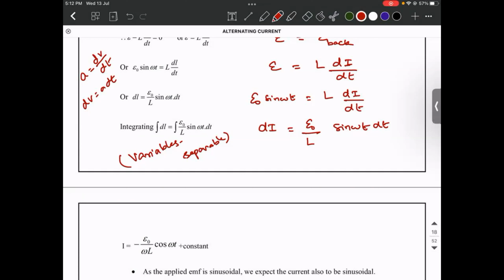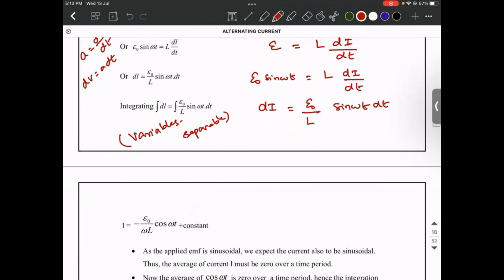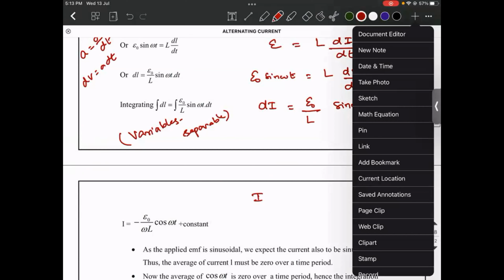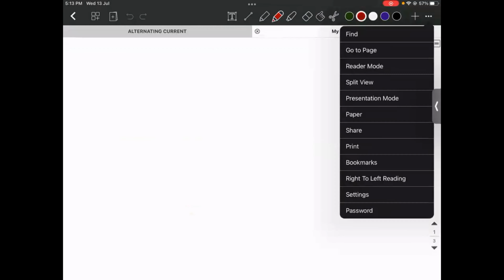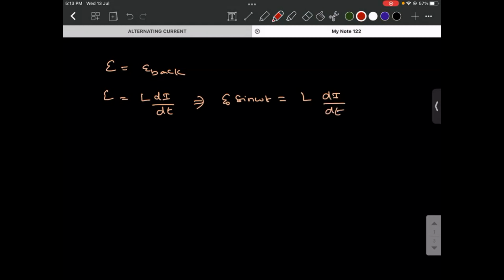dI is equal to E naught by L into sine omega t dt. So when I integrate on both the sides, I'll write down all the steps again. See, verify this is what you have written. First you would have written E is equal to E back, which is the back EMF. E is equal to L into di divided by dt, which implies E naught sine omega t is equal to L into di divided by dt. So di will be equal to E naught divided by L into sine omega t dt.